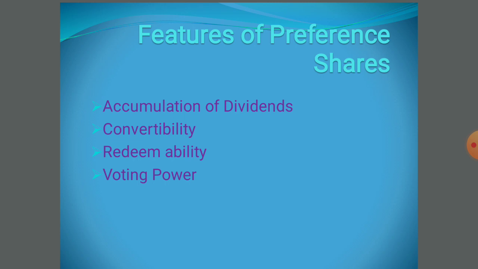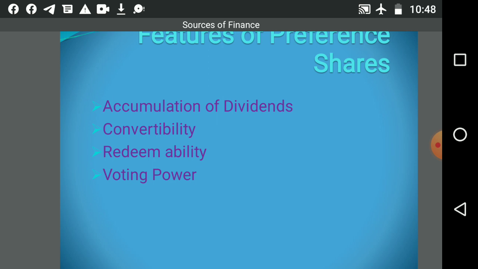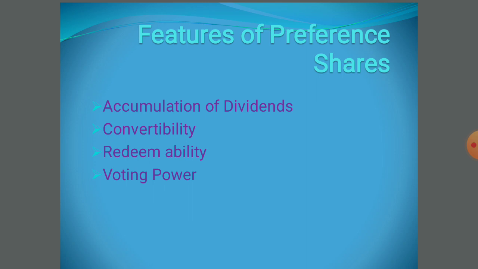Next, convertibility. Convertible preference shares have an option of converting the preference shares in the form of equity shares. Next is redeemability. Preference shares have a fixed maturity period, that is, say up to 5 years, 6 years or 7 years. For whatever time you have raised the money in the form of preference shares, the principal amount would be redeemed back after that particular period of time.